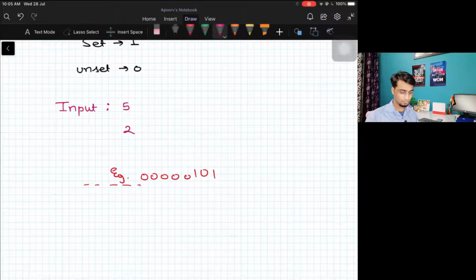So this is the second bit. We need to return whether this bit is 0 or 1, right? If it is 0, you simply return unset. If it is 1, you simply return set. Got it? So here the output would be unset because it is 0.